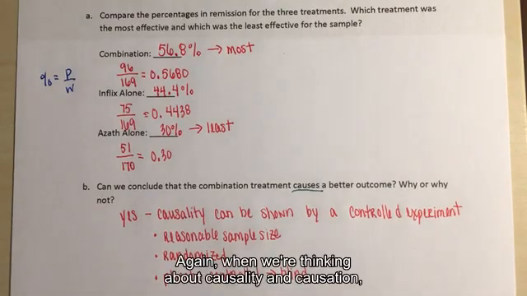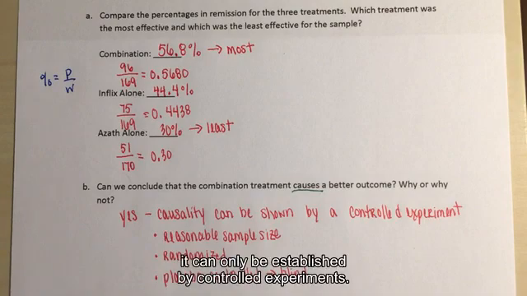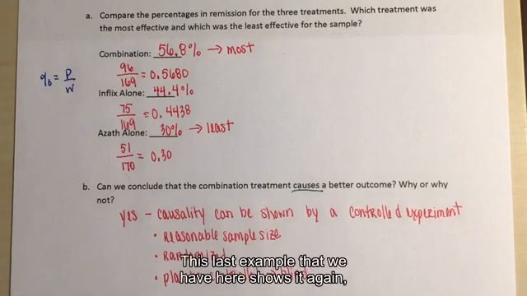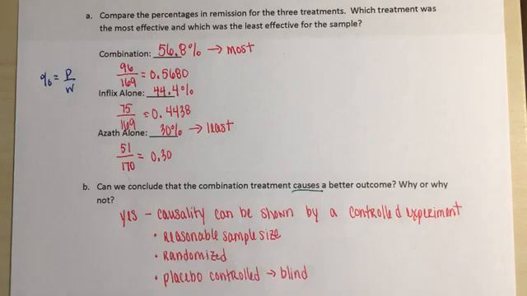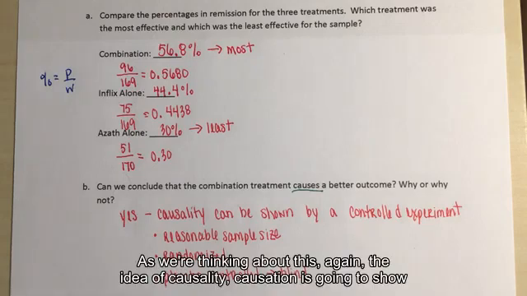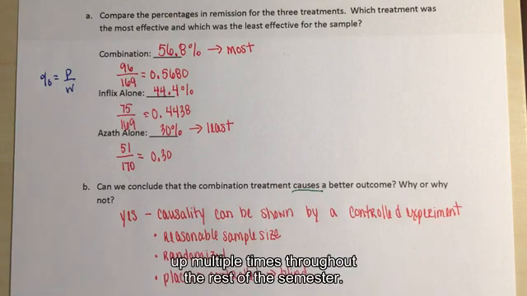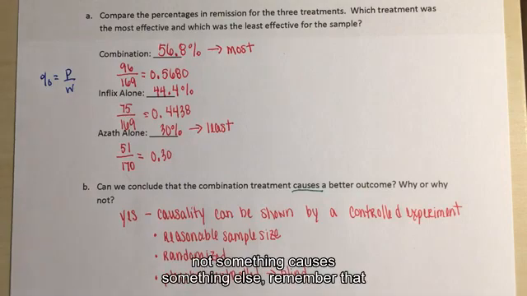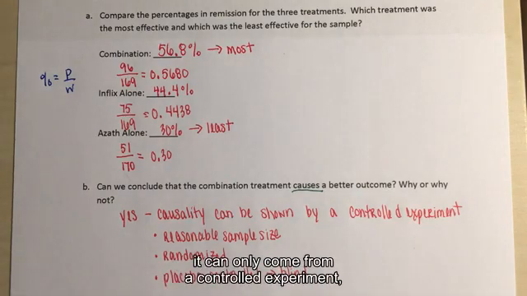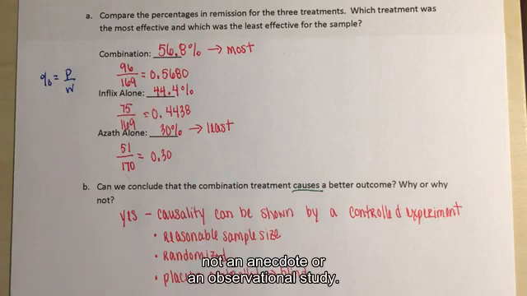Again, when we're thinking about causality and causation, right, it can only be established by controlled experiments. And this last example that we have here shows, again, at least 3 of the factors of a well-designed controlled experiment. Right? So as we're thinking about this, the idea of causality, causation is going to show up multiple times throughout the rest of the semester. But in the meantime, if we're asked about whether or not something causes something else, remember that it can only come from a controlled experiment, not an anecdote or an observational study.